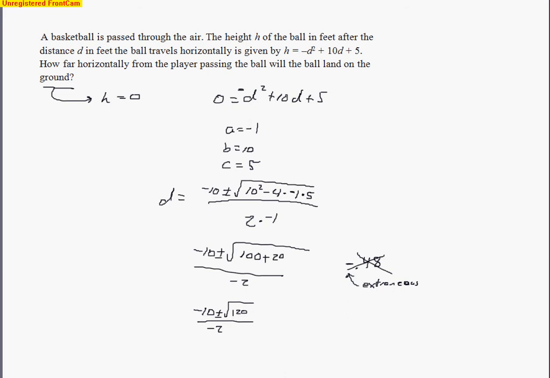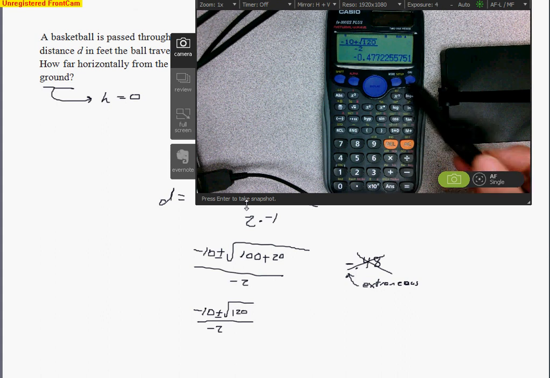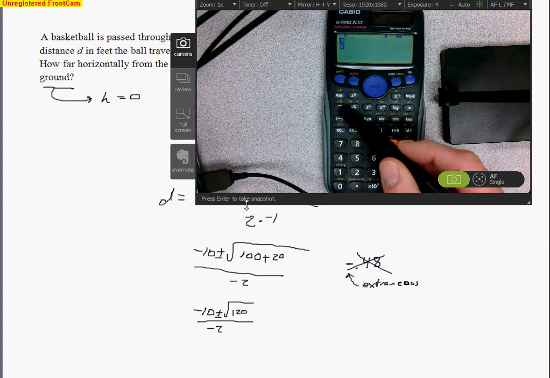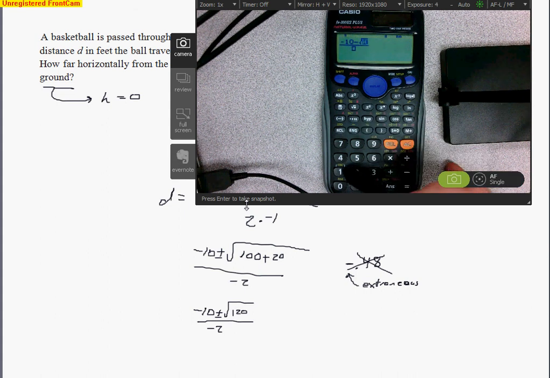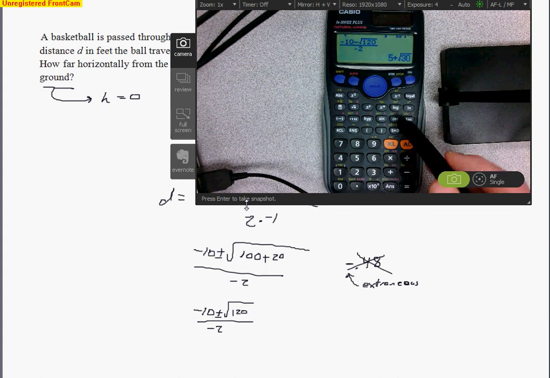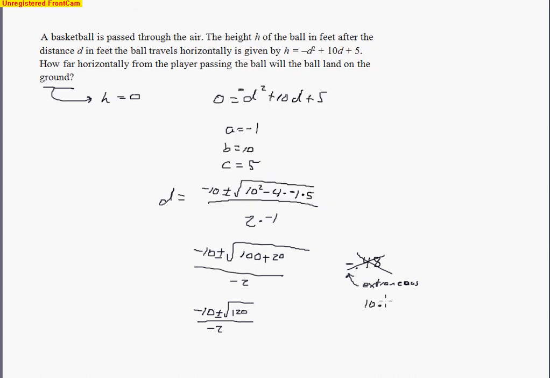So let's take a look at the next one. And that one, we ended up using the plus sign here, so we're going to go ahead and go with the minus sign. So we're going to do negative 10, and then we're going to do minus the square root of 120, and then we have a negative 2. We press equals, and now we'll go ahead and press the SD button, and we end up getting 10.45. And so what that means is 10.5 seconds is going to end up being the time it takes the ball to land on the ground.